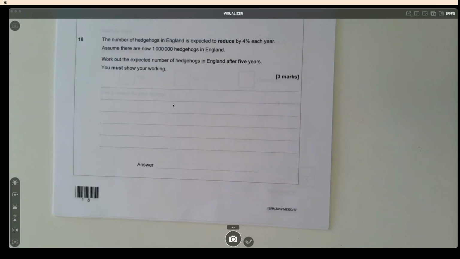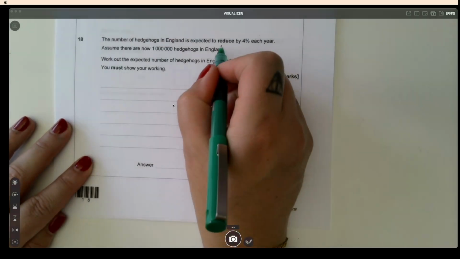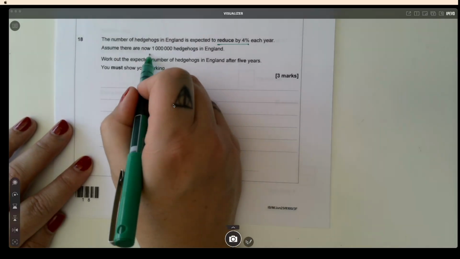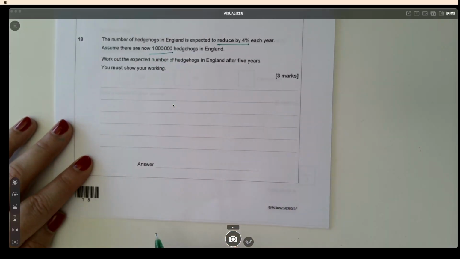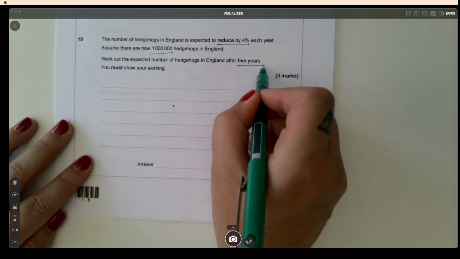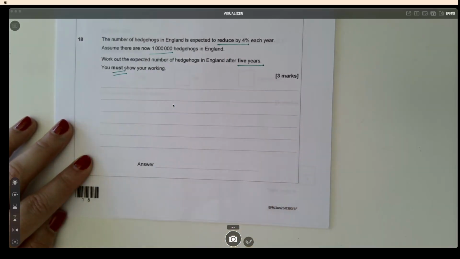Question 18. The number of hedgehogs in England is expected to reduce by 4% each year. So that reduce by 4% is important. Assume there are now 1 million hedgehogs in England. Work out the expected number of hedgehogs in England after 5 years. You must show your working out.